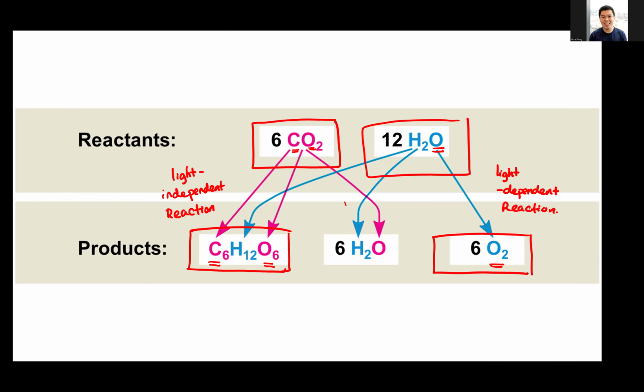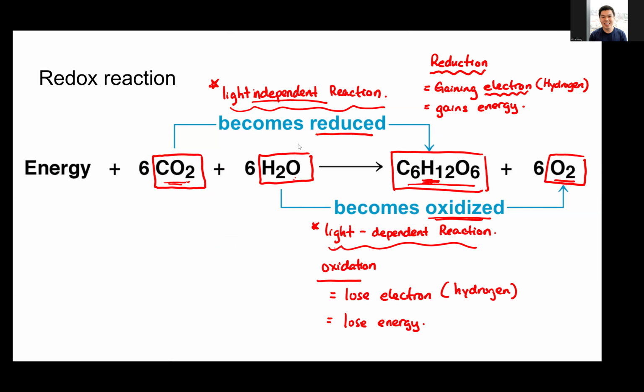So what it means is even though in the chemical reaction we write CO2 and H2O becomes C6H12O6 and O2, the oxygen from the carbon dioxide never goes to oxygen gas. The carbon and oxygen from the carbon dioxide just strictly go to the glucose. The oxygens from the water strictly become oxygen gas.